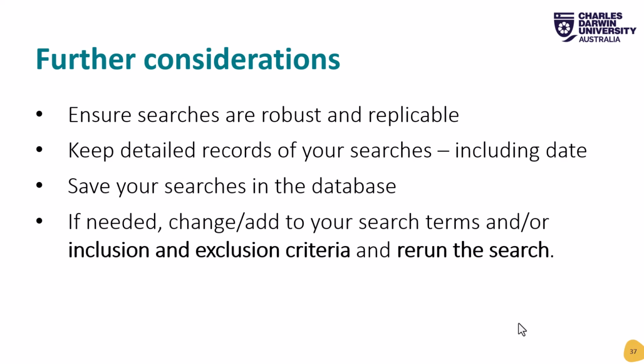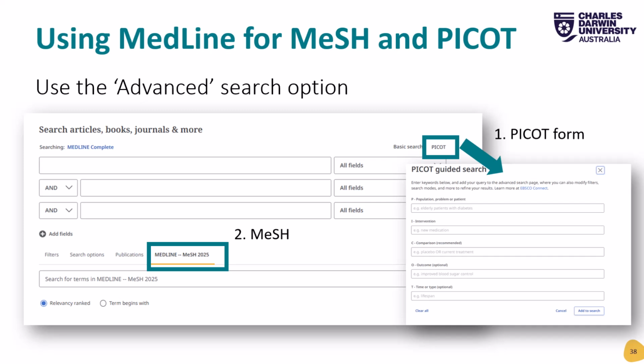And if needed, change or add your search terms and make sure you update your inclusion and exclusion criteria and rerun the search. If you're undertaking a health research topic, you can also use Medline to test out your search. In Medline, you can select Mesh. This is where you can look and see if your search terms have been indexed in Mesh. That's the medical index there that will help you pick out the right keywords for your topic.